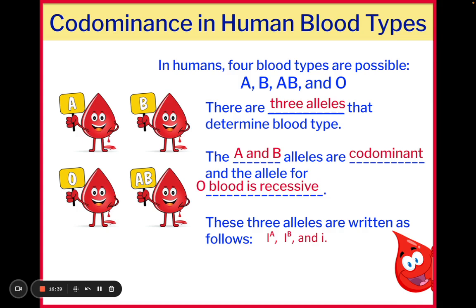So your antibodies are flowing in the plasma and your antigens are on your red blood cells. This is important to note because that's how we determine the type of blood that you have. Now, some blood types are codominant, some are recessive, like A, B, those are codominant. O is recessive. So how would we write that on a Punnett square and all that? Let's look at it.